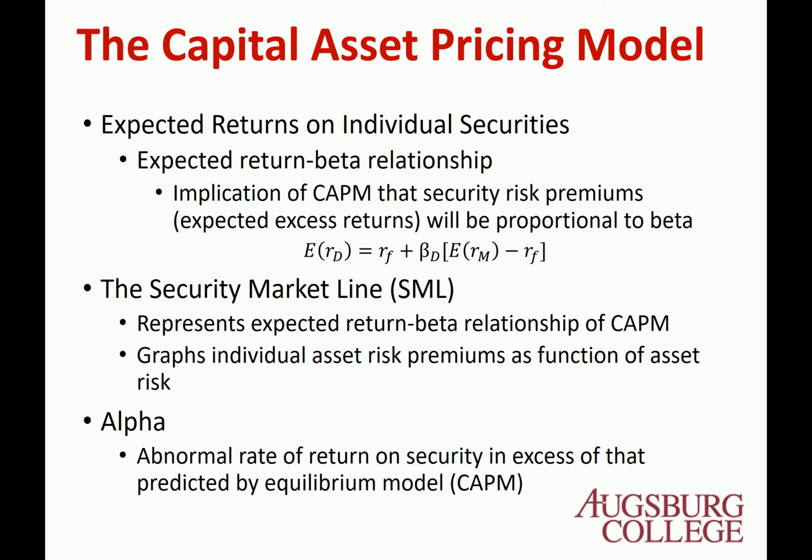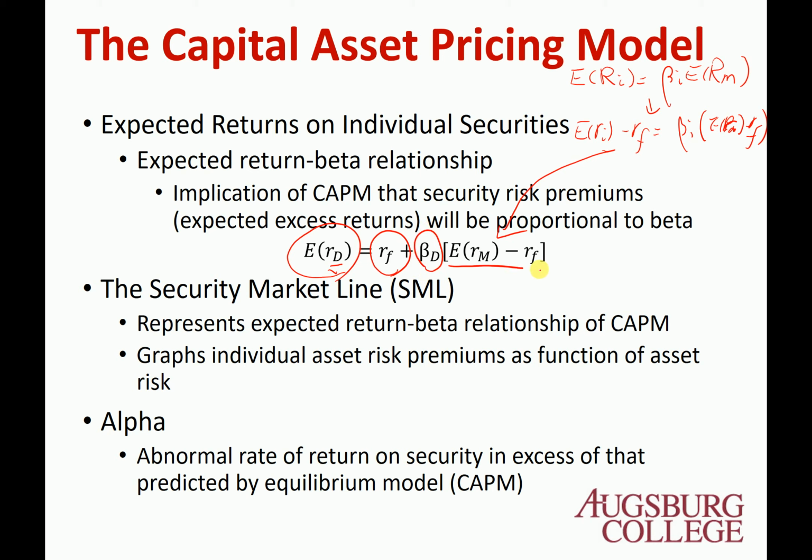So the capital asset pricing model again starts from the expected risk premium of the individual asset equaling beta I times the expected risk premium of the market, right? Rewrite this: expected return on I minus the risk-free rate equals beta I times expected return on market minus the risk-free rate. It becomes like this: expected return on a certain asset equals the risk-free rate plus beta of this times the risk premium of the market.